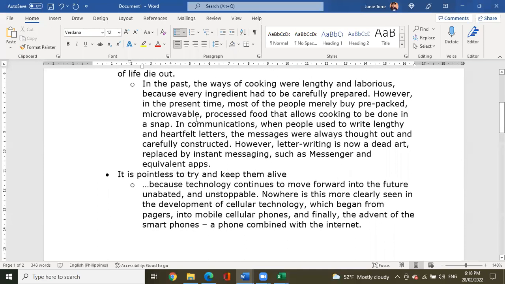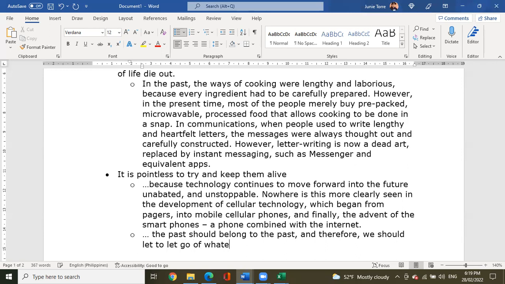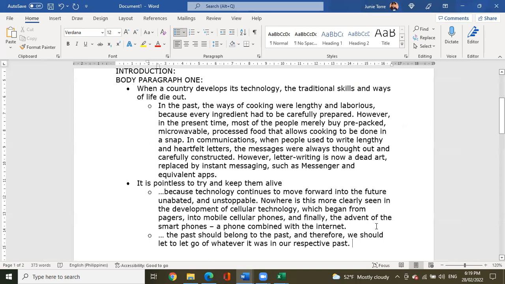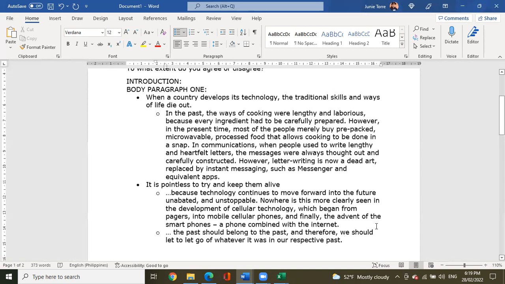Parang I remember when we discussed this last week, we were saying that the past should belong to the past. Yun. I remember we were talking about that. The past should belong to the past. And therefore, we should learn to let go of whatever it was in our respective past. Yun. Okay na yun. Nice. That's it. 6.5 na yan, guys.